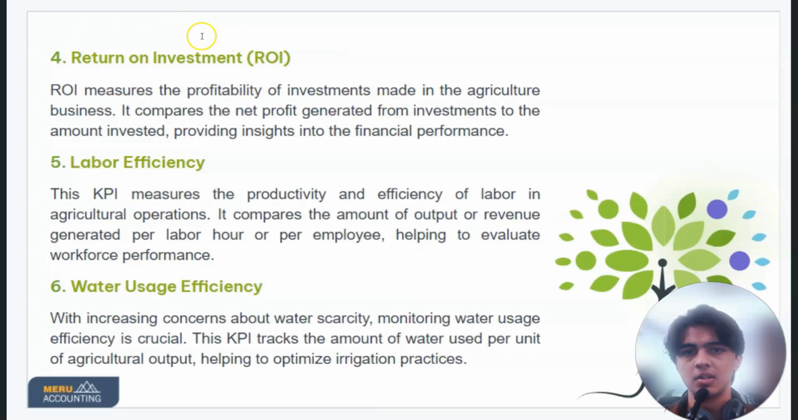Next indicator is the return on investment indicator. This indicator will measure the profitability of the investment that you have made in your agriculture business. And now the indicator is the labor efficiency indicator. This indicator will measure the productivity and the effectiveness of the labor working on your field. Water usage efficiency: this indicator will track the amount of water used per particular unit area for irrigation practices.